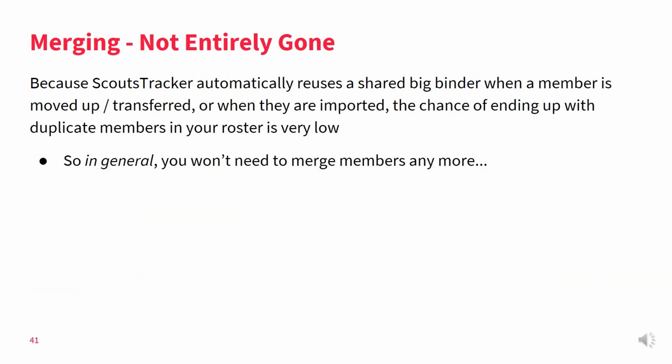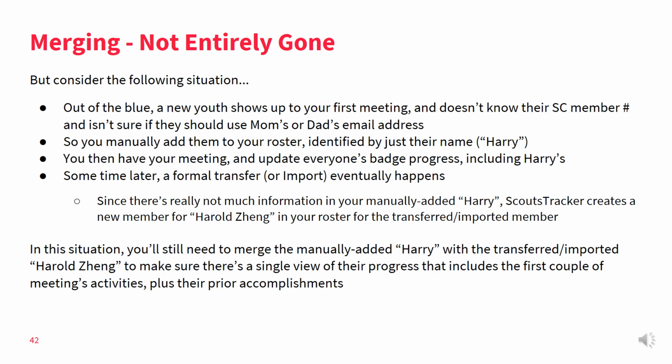Earlier I'd said that there wasn't much need to merge anymore, and indeed, because ScoutsTracker can automatically detect who's using a shared big binder, during move up and transfer, if someone with that same big binder already exists, then there's no need to actually do the transfer because the person already exists in the account, and so the odds of ending up with duplicate members in your roster is very low. So in general, you won't need to merge anyone anymore. But of course, there are always edge cases that aren't covered by these simple rules.